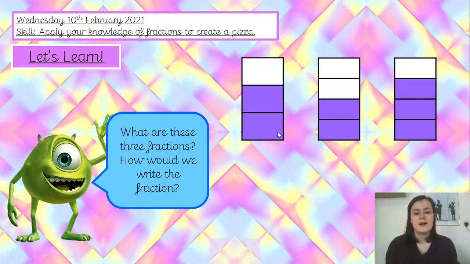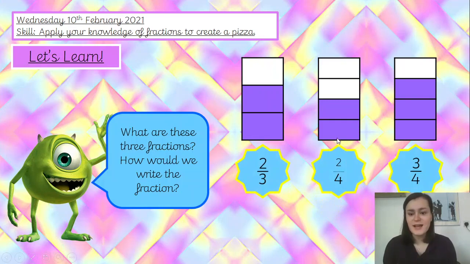Okay, so this time more squares have been shaded in each shape, haven't they? So our numerator, our top number, will be different. So we know this is thirds, so hopefully you noticed that there are 2 thirds shaded. So you said 2 thirds and you wrote 2 thirds with a 2 over a 3. And then this one you will have noticed is split into quarters, 1, 2, 3, 4. And this time it's got 2 quarters shaded. Whereas before we had 1 quarter, so the numerator has changed again.